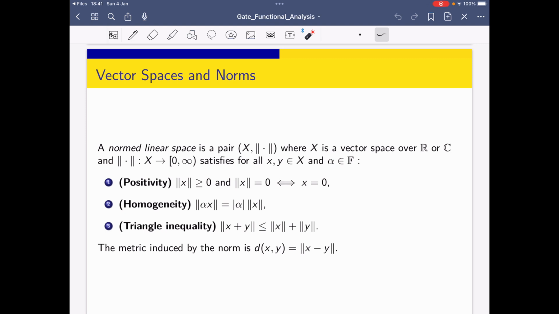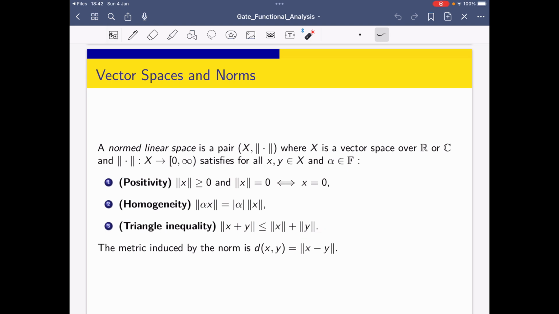The second is homogeneity. If you multiply by a scalar, then the modulus should come out. This is called the homogeneity property. And the third is the triangle inequality. That means if you take the value of the function at x plus y, this is less than or equal to the value of the function at x plus the value of the function at y. This is called the triangle inequality.